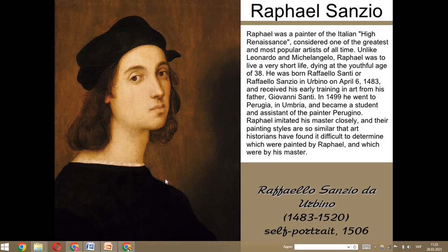In 1499 he went to Perugia in Umbria and became a student and assistant of the painter Perugino. Raphael imitated his master closely, and their painting systems are so similar that art historians have found it difficult to determine which were painted by Raphael and which were by his master. So here you can see his early self-portrait, 1506.